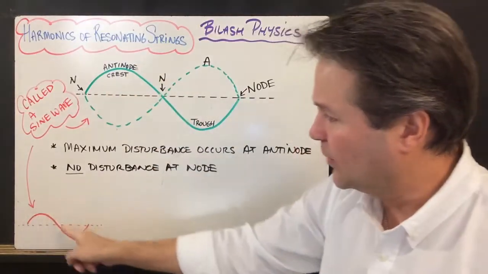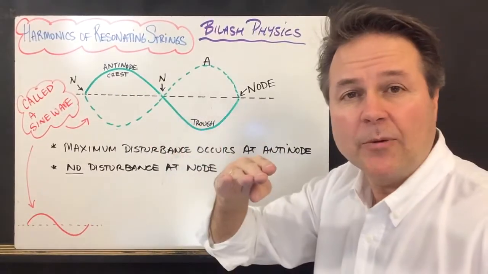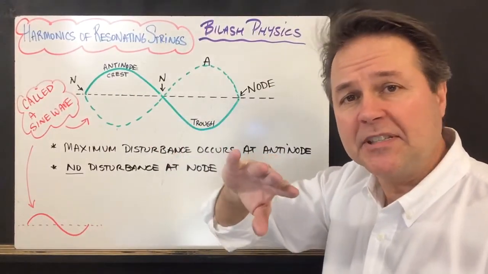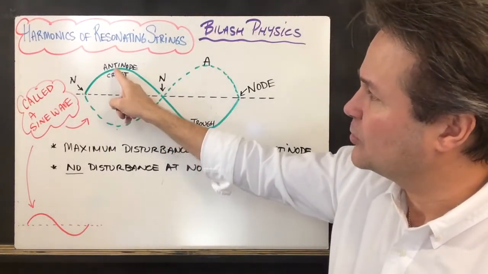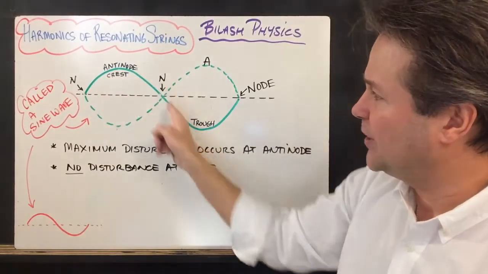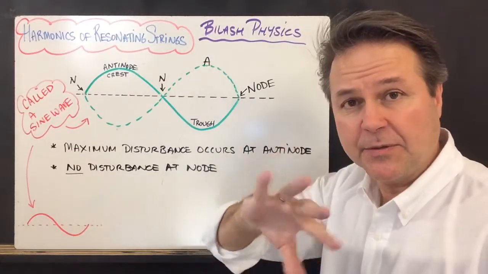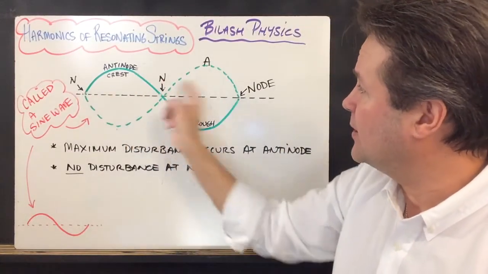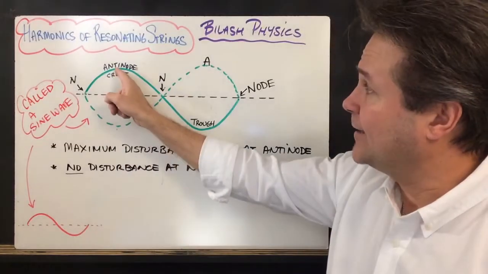Here I drew another one in red. It has a crest and a trough. And as the wave vibrates, what happens is it seems to flip over on itself. The highest most point is called the antinode, and this particular wave drawing has two antinodes because it's flipping, and it has 3 nodes.